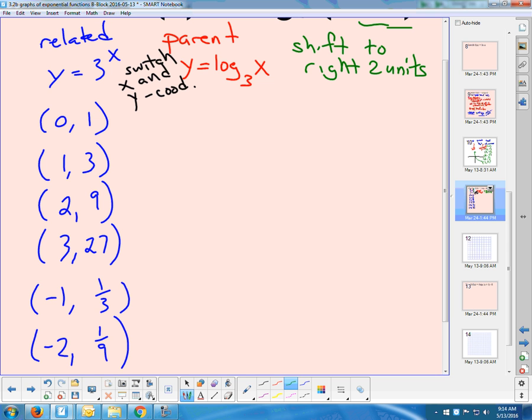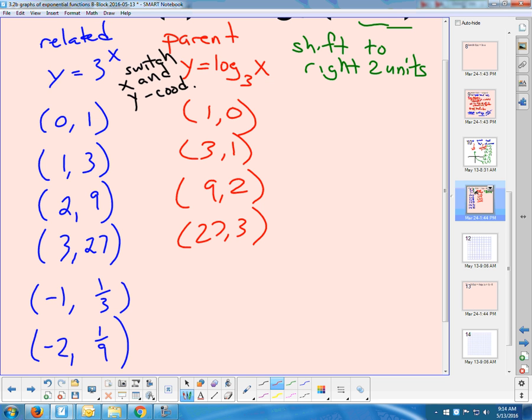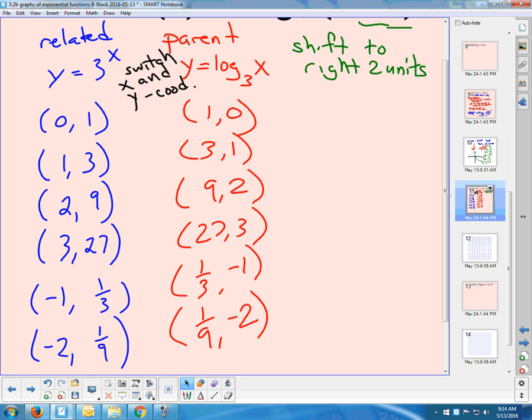So to create the points on the parent function, the y equals logarithm base 3 of x, I would have 1, 0; 3, 1; 9, 2; 27, 3; 1/3, negative 1; and 1/9, negative 2. I'm writing all this out. When you become more proficient, you could probably just think your way through this and just write the stuff that we're going to have in the last column here.